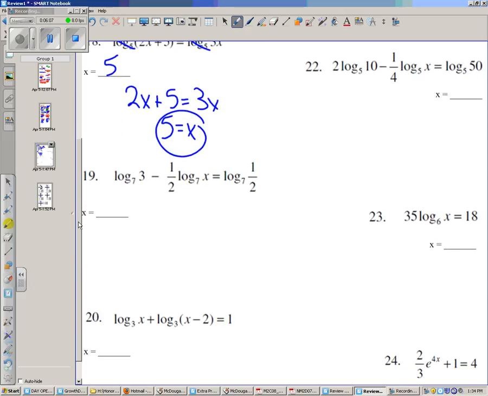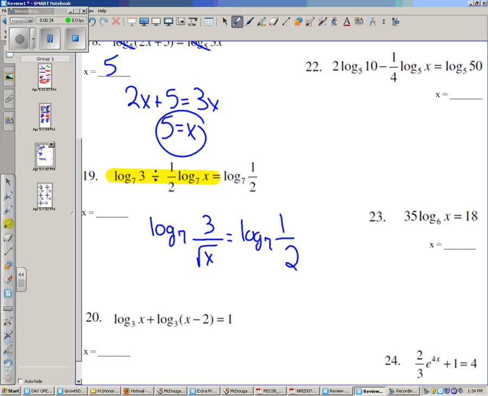All right, 19. There are 3 logs, and there's not a constant, so what I have to do is condense the left side, and that means that subtraction will be turning into division. And the 1/2 will move as an exponent. So, condensing it down, the left side becomes log 7 with 3 over, and I'll put it as the square root of x, equals log 7 with the 1/2.